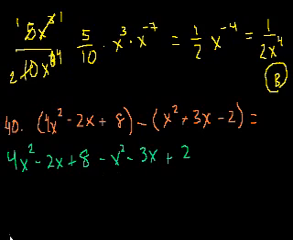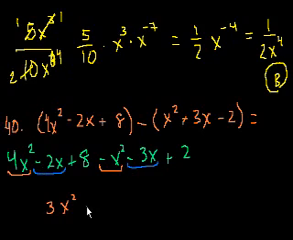Okay, now we can simplify. So let's take the x squared terms first. So we have a 4x squared. We have a minus x squared. So 4x squared minus x squared is 3x squared. Right? 4 minus 1 is 3. Then let's do our x terms. We have a minus 2x. We have a minus 3x. So minus 2 minus 3, that's a minus 5x. And then last we have our constants. We have 8 plus 2. 8 plus 2 is 10. So 3x squared minus 5x plus 10. And that is choice D.